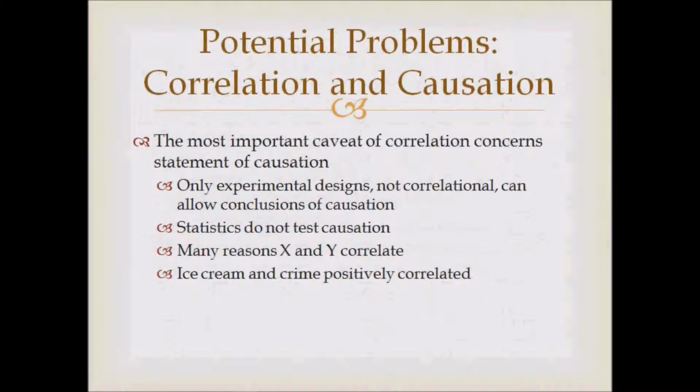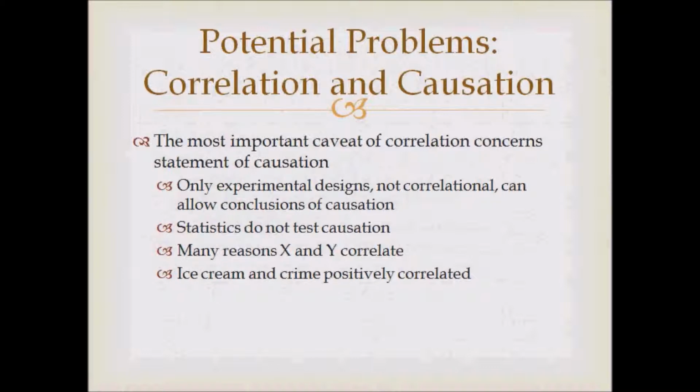There are several problems, though, you have to be cautious of when you're using correlation. The most important is causation. We cannot infer causation from correlation. All we're looking at is a relationship. The only way you can infer causation is if you are doing a manipulation, an experimental design.